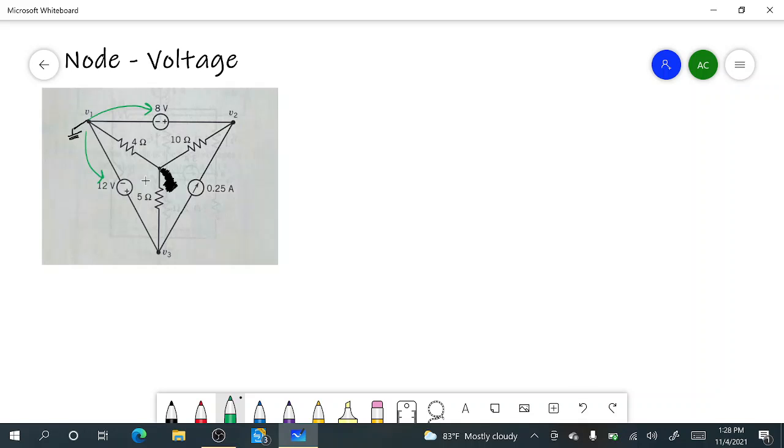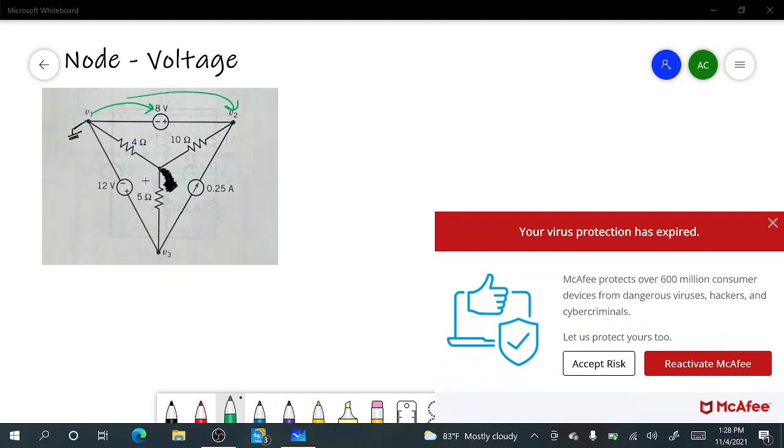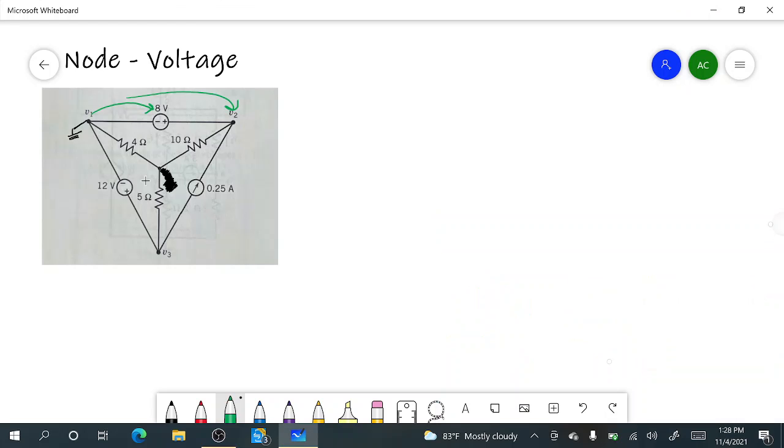And when you attach your ground to voltage sources, it actually automatically creates values for the other nodes that are attached to it. So what do I mean by that? By attaching V1 to the 8-volt source, I automatically know the voltage of V2. By attaching V1 to the 12, I automatically know V3. That's why I'm going to move it.